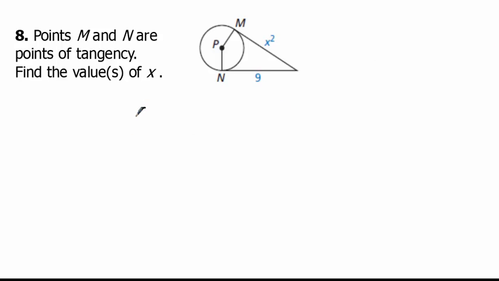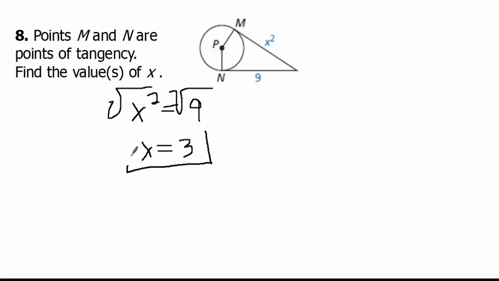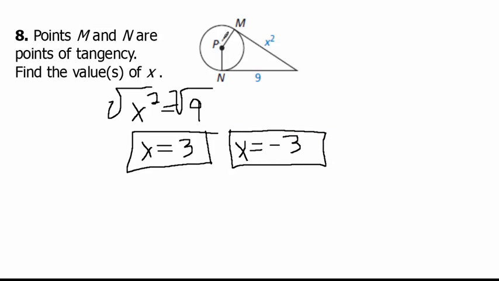Anytime we have points of tangency, the two sides are congruent. How do we get rid of the squaring? The undoing of squaring is take the square root. Since lengths must be positive, x has to be 3. Now, because x squared is the full length of the side, we could actually have x equal to negative 3. If we saw it as any part by itself, I would have to stick with positive 3. So if it was on the radius, we would.